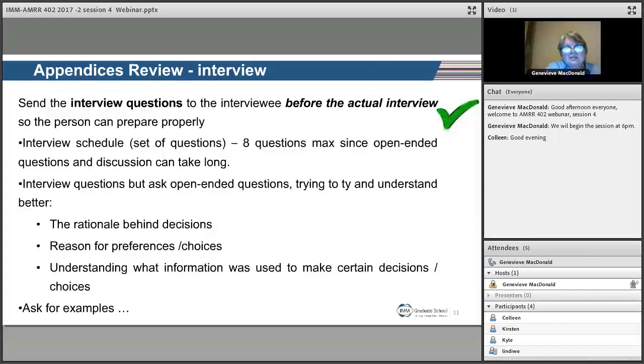So don't ask survey type questions in an interview. That is defeating the purpose. Remember that a survey looks at how many people think the same way, while in an interview you try and understand why they actually think that way or took those decisions. And then always ask for examples that will actually illustrate certain issues in the interview.